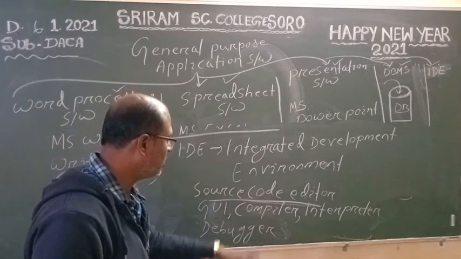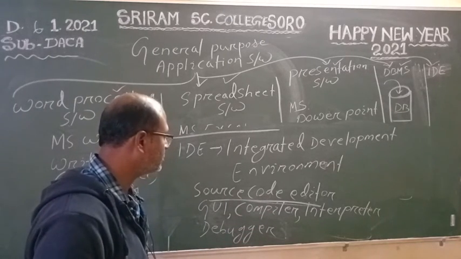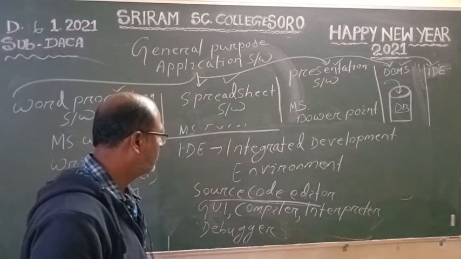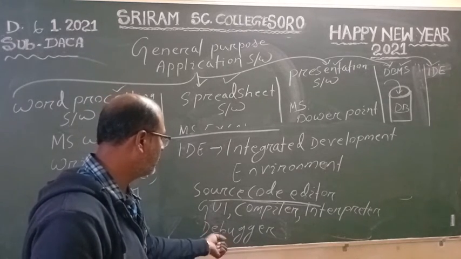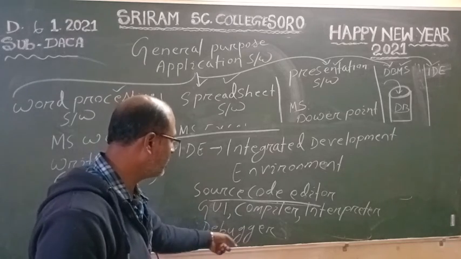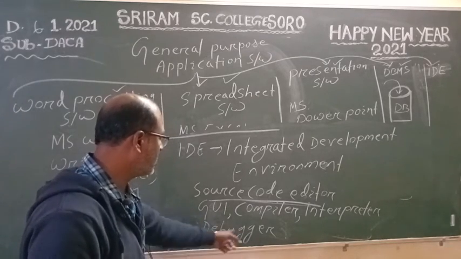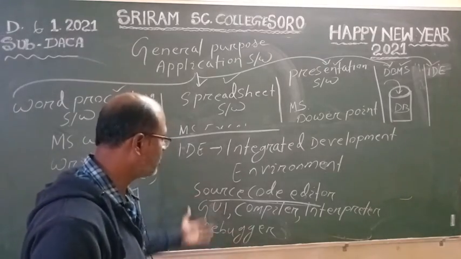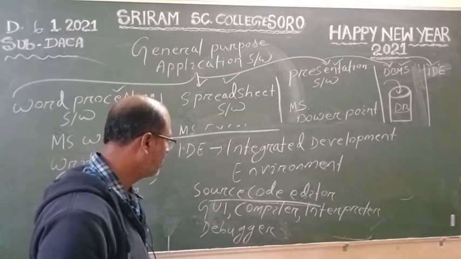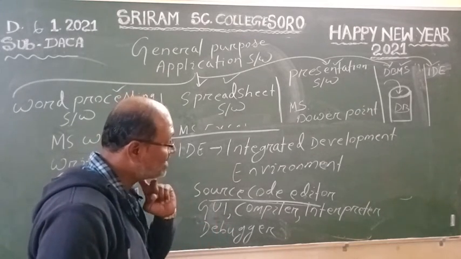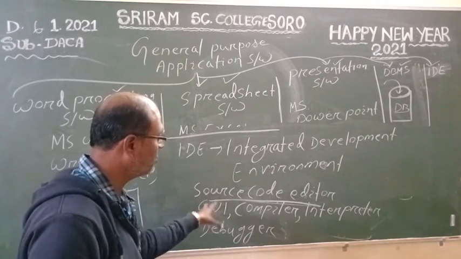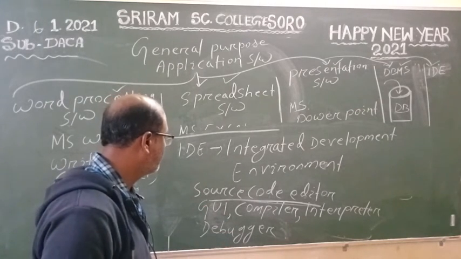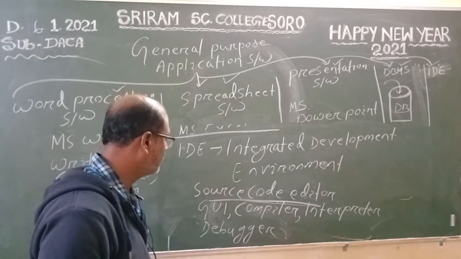Compiler, interpreter, you have already studied. And a debugger. Bug means the defect. Debugging means removing the defect. The debugger is one type of tool. The debugger is one type of software which helps the programmer, which helps the developer to do his debugging process. It helps the programmer to remove the errors from the programs, from the source code.